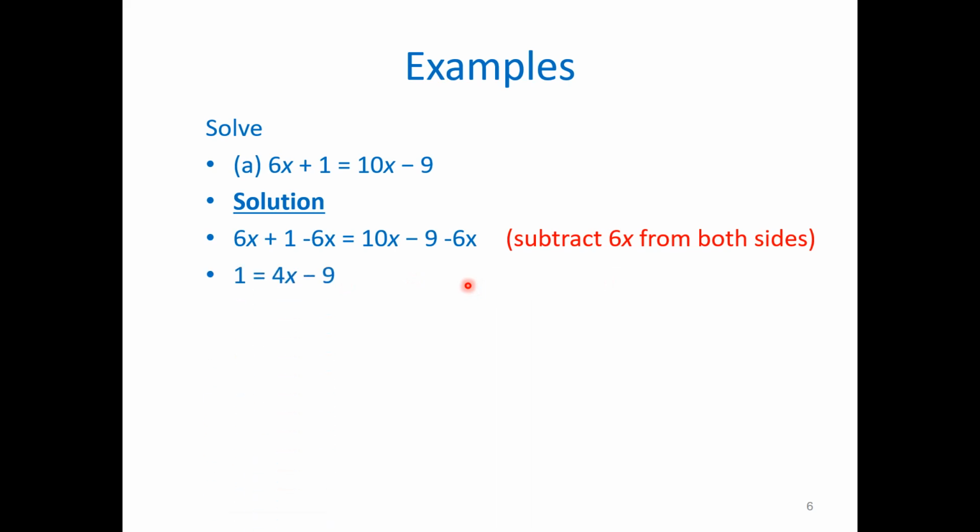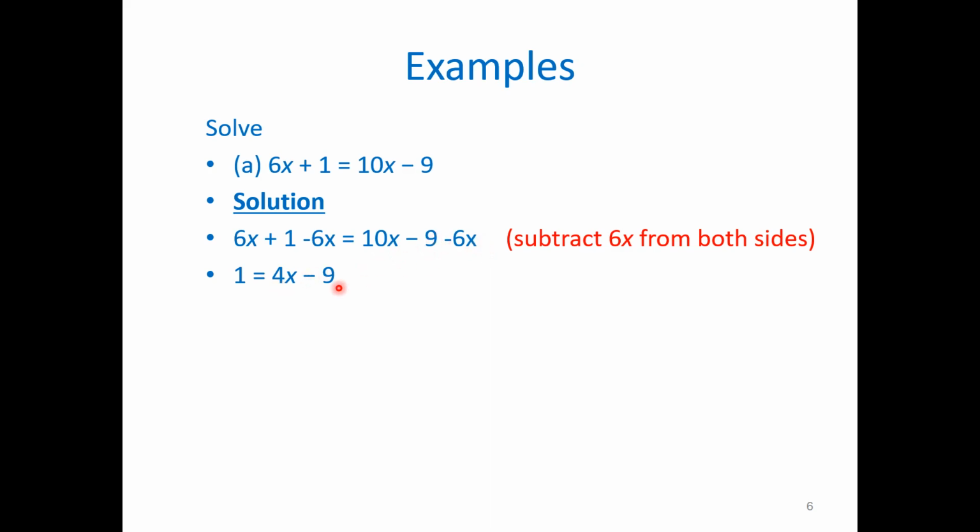So the left side will be 6x plus 1 minus 6x, and the right side will be 10x minus 9 minus 6x. Now see here, we have 6x minus 6x. These are like terms, so these can be cancelled. 6x minus 6x is 0. The remaining on the left side will be 1. On the right side, we also have the like terms 10x and minus 6x. So 10x minus 6x is 4x, and this is minus 9.